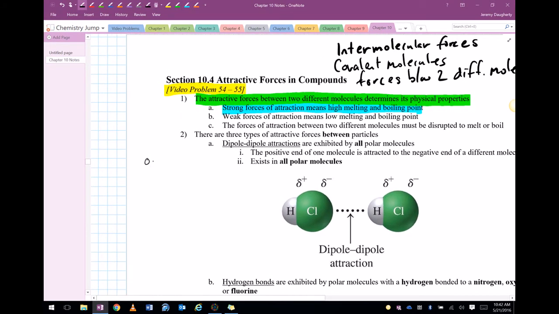So here's a solid. Imagine that this is a solid. If we want to make that melt, we need to separate the molecules. If we're going to separate these molecules, what's holding them together? Well, the thing that's holding them together are intermolecular forces, the forces of attraction between two different molecules. Not covalent bonds, not ionic bonds, just forces of attraction between two different molecules. If those forces of attraction are really strong, it's going to take a lot more energy to get them to separate.